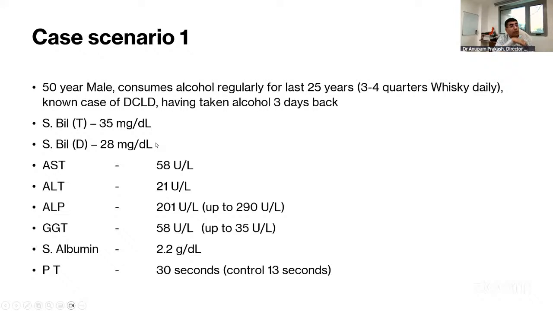Now, this is a scenario. I have three scenarios, and I think we will finish within 5 minutes now. This 50-year-old male consumes alcohol regularly for the last 25 years, 3 to 4 quarters of whiskey daily. The bilirubin is 35 milligram per deciliter total. Direct is 28, so indirect is 7 milligram per deciliter. So what is this? Is this conjugated or unconjugated?